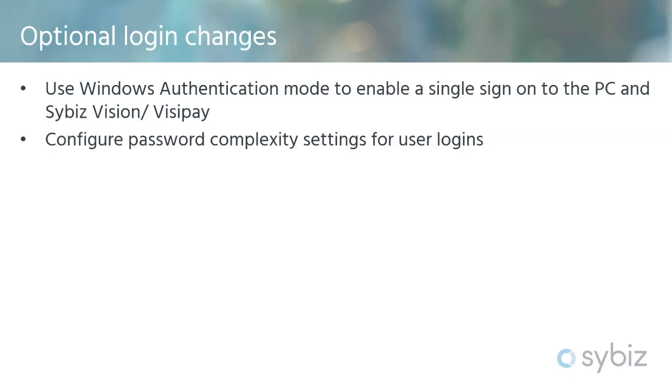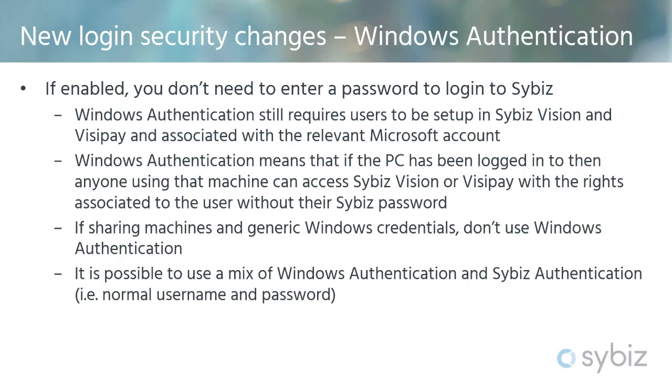So in terms of the common changes across the two products, we have some optional login changes now. We have something called Windows authentication, and that just enables you to sign on to your PC with your Windows credentials, and then once you're logged in to your desktop, you'll then be able to run the Sybiz applications without actually having to put in a username and password. But obviously there's some security considerations we'll talk about there. And we now have the ability for you to set up password complexity rules, and we'll talk a little bit more about both of those things. As I said, they're common to both products.